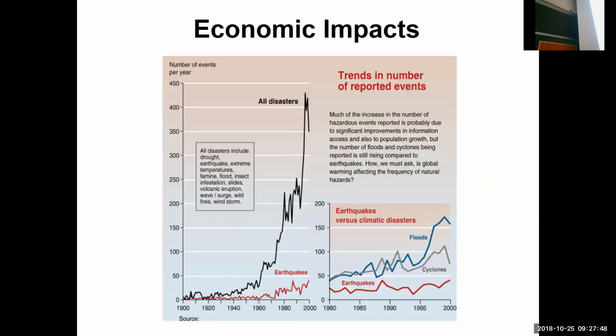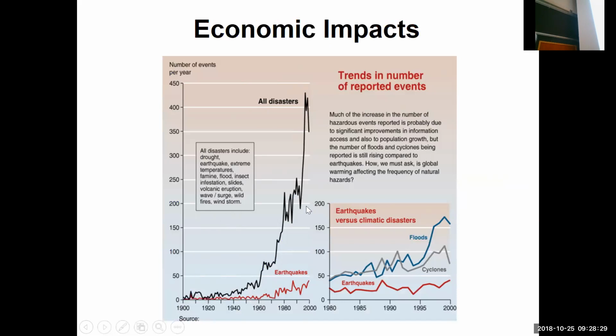Okay. What about the costs that come from this? Well, if you take this interesting scenario here, we see the number of events from some kind of disaster all the way up to 450 per year over time. On the x-axis, it starts in 1900, goes to 2000. So this is the 20th century. And we see the various kinds of disasters: drought, earthquake, extreme temperature, famine, flood, insects, landslides, volcanoes, all kinds of stuff here, wildfires, windstorms.